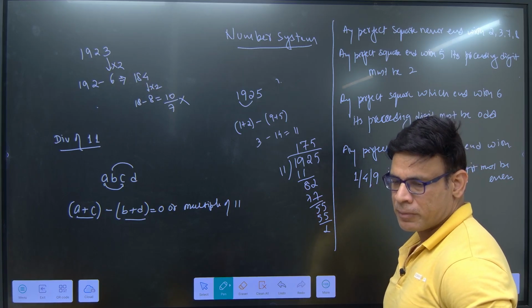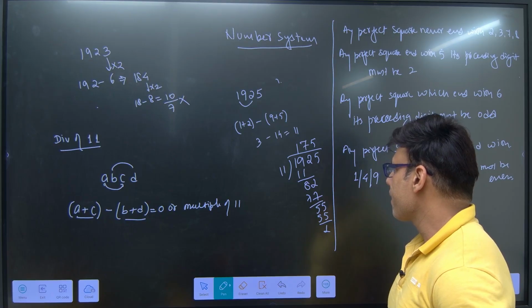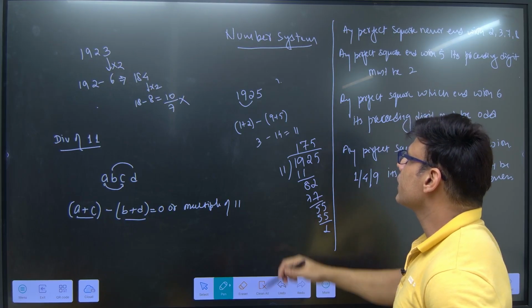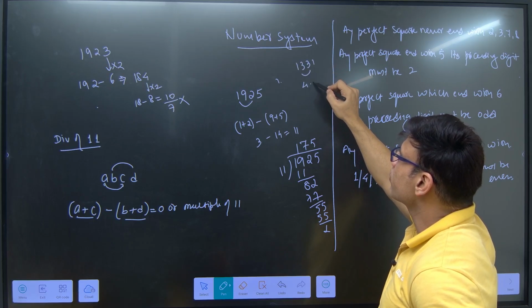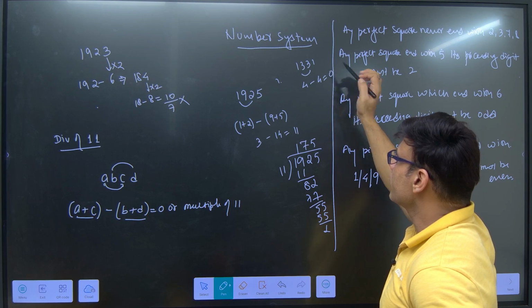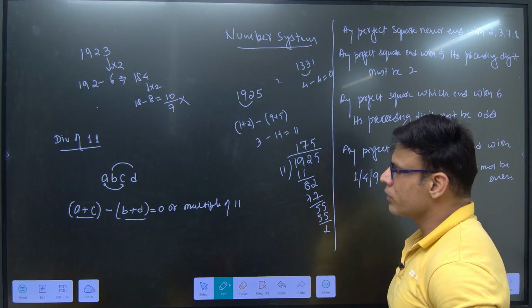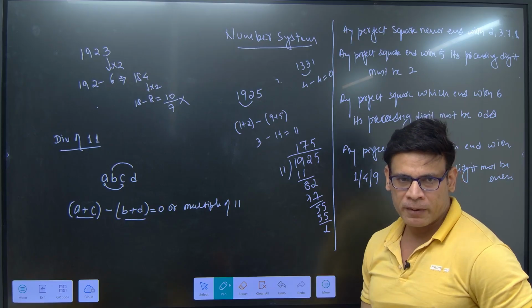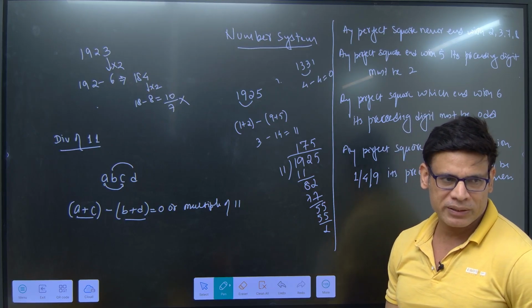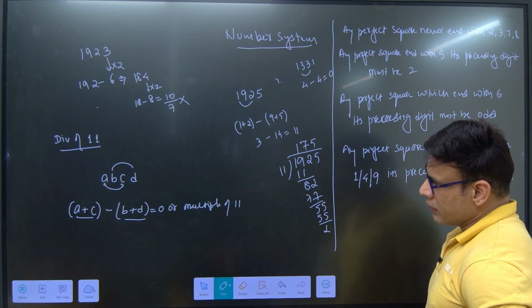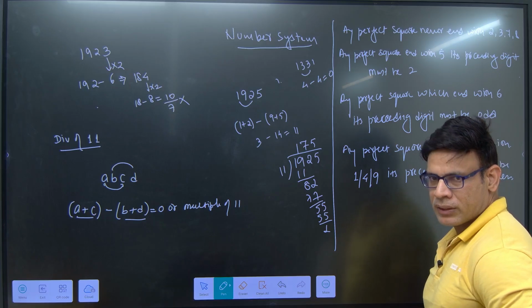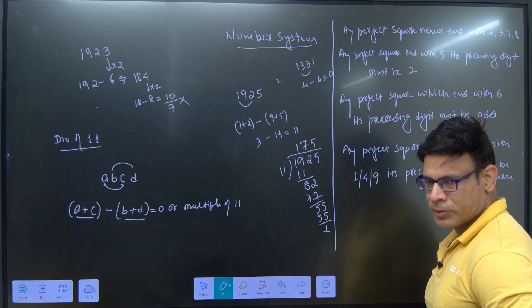0 also comes, remember. You take 1, 3, 3, 1. 1 plus 3, 4. Minus 3 plus 1, 4. 4 minus 4, 0. So this is divisible by 11. So the quotient of 11 is 1, 3, 3, 1. Right? Understood this?